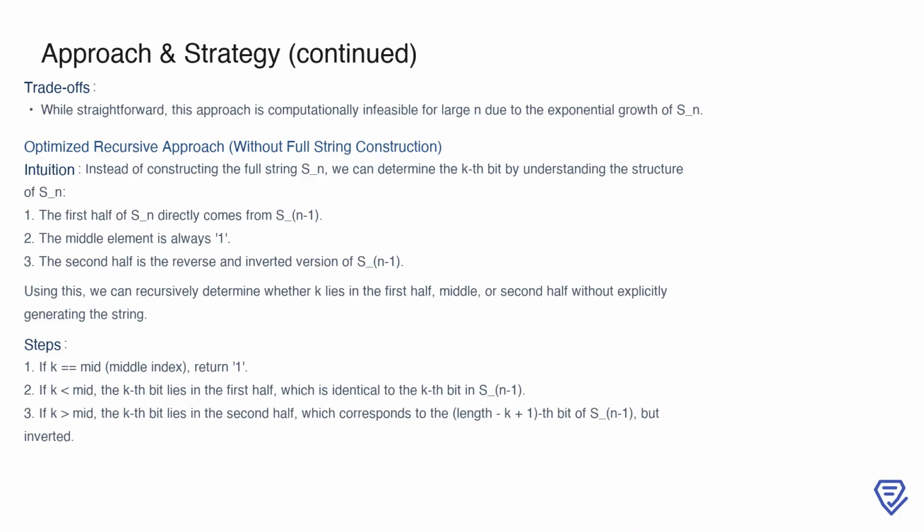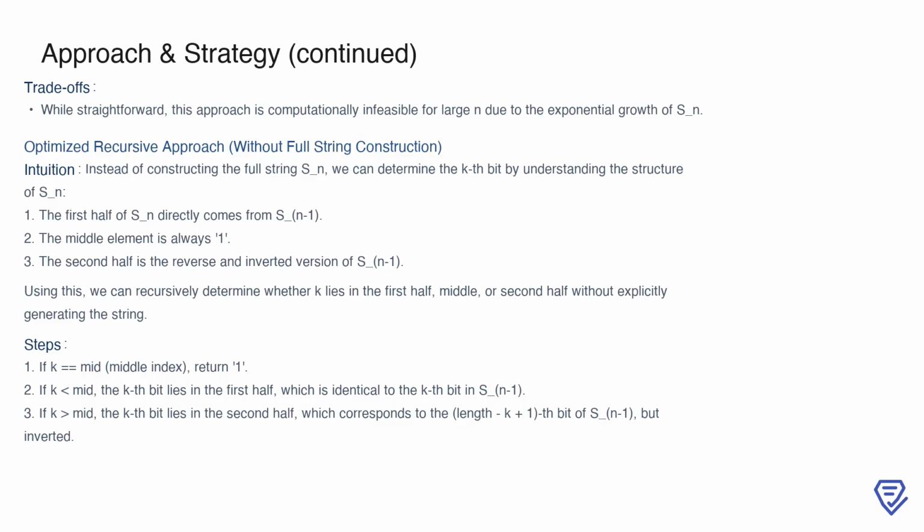If k matches the middle index, the result is 1. If k is in the first half, it corresponds directly to the kth bit of s_(n-1). If k is in the second half, we map it to the appropriate index in s_(n-1), invert the bit, and return the result.